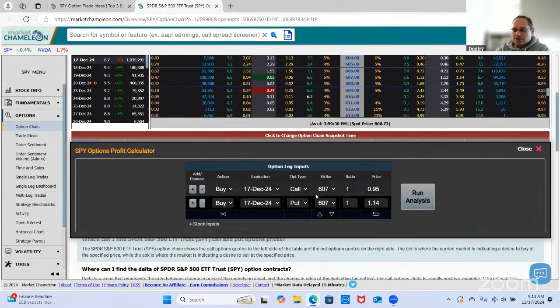And here it populates the legs for us. So you could see December 17th, 607 call, 95 cents. This is the bid and offer, 94 cents, 95. 607 put, buying for $1.14. Market's 112, 114. So I'm going to run that analysis.